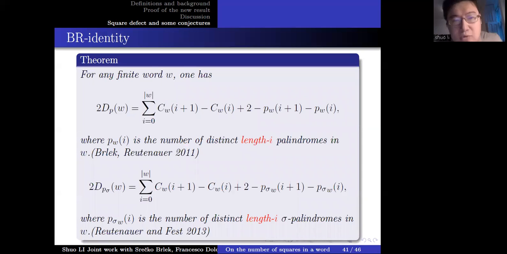And it was proved that for any finite word W, the palindromic defect as well as the sigma palindromic defect satisfy these identities. These identities are known as the BR identity, named after Brlek and Hertenauer. Here, by P(W, i) as well as P sigma(W, i), we mean respectively the number of distinct length-i palindromes in W as well as the number of distinct length-i sigma palindromes in W.